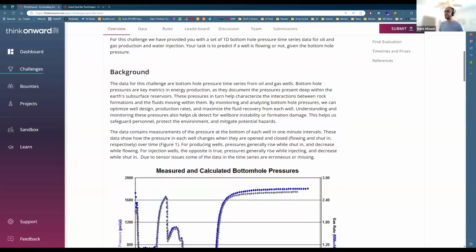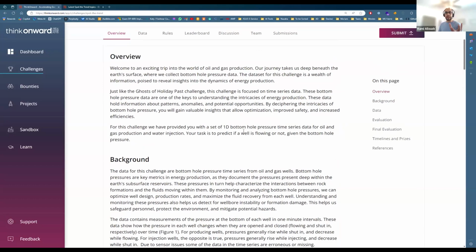And this is exactly what it says. We have some hidden treasures inside this data that we want to extract and learn. A lot of opportunities, as they put it. By deciphering the intricacies of bottom hole pressure, you will gain invaluable insights that allow optimization, improved safety, and increased efficiencies. For this challenge, we have provided you with a set of 1D bottom hole pressure time series data. So this is the type of data we have. It's a time series, meaning for each pressure, there's a time associated with it. We measure this pressure at this time.